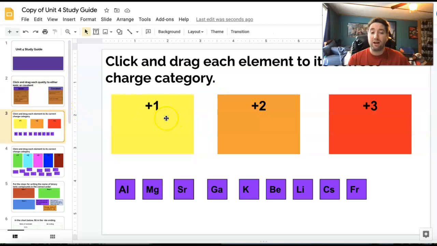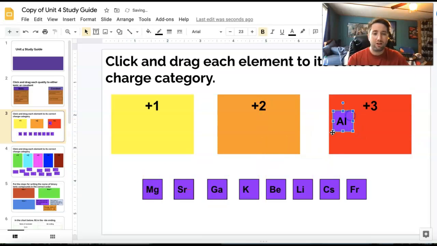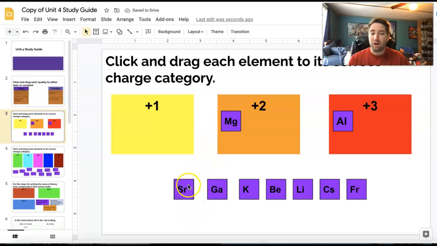Alright, next one, it says click and drag each element to its correct charge category. And if you don't remember this, you can take out your handy dandy periodic table, and you can look and see what column each one of these is in. So for example, this first one, aluminum. Aluminum's going to be, let's see, right to the right of the transition metals, and it is +3. So I'm going to click and drag aluminum to the +3 category. Magnesium is in the second column, so it's going to be +2. Strontium is just further down the column from magnesium, so we're going to put strontium right there.